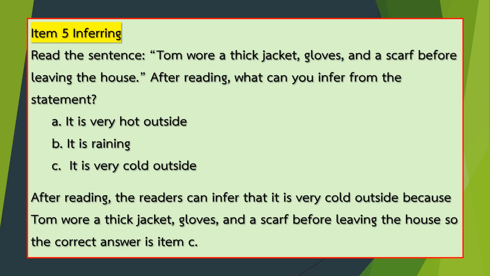Item 5. Inferring. Read the sentence. Tom wore a thick jacket, gloves, and a scarf before leaving the house. After reading, what can you infer from the statement? A. It is very hot outside. B. It is raining. C. It is very cold outside. After reading, the readers can infer that it is very cold outside because Tom wore a thick jacket, gloves, and a scarf before leaving the house, so the correct answer is item C.